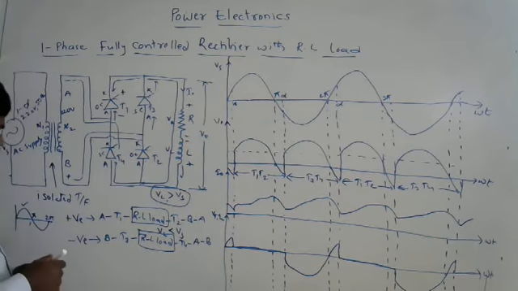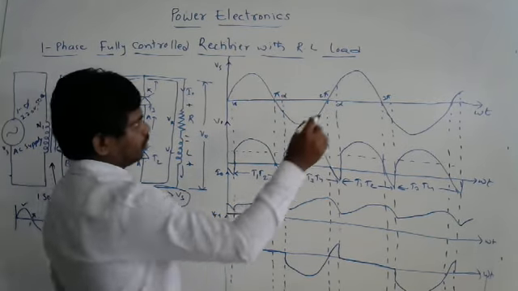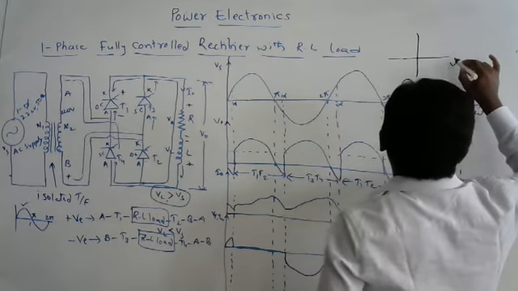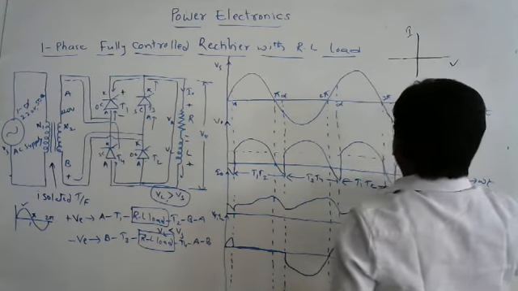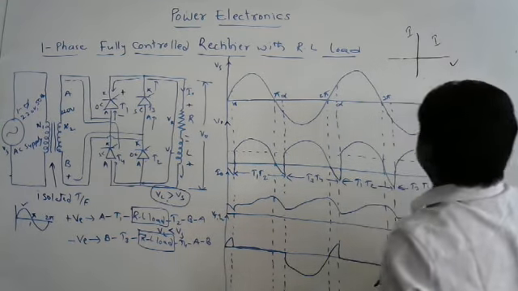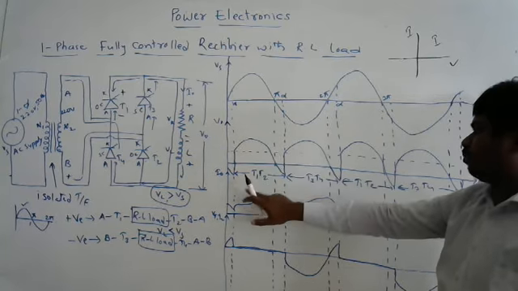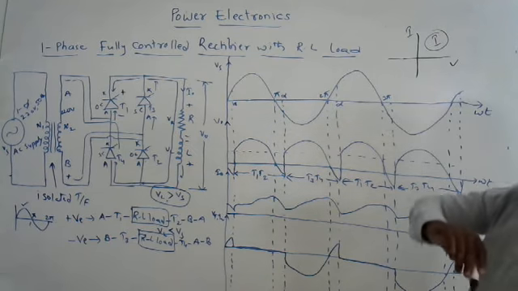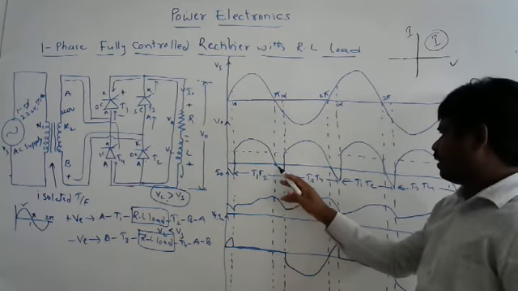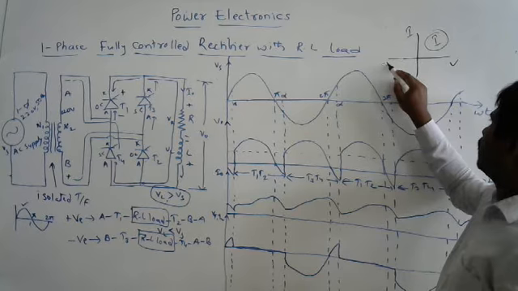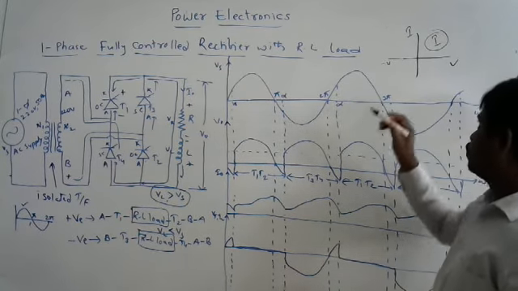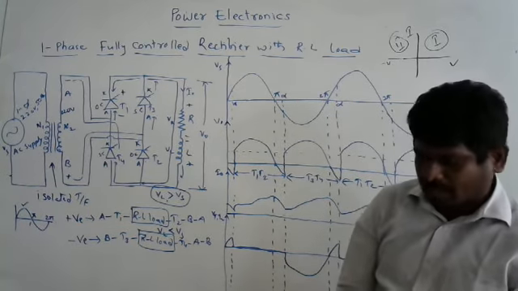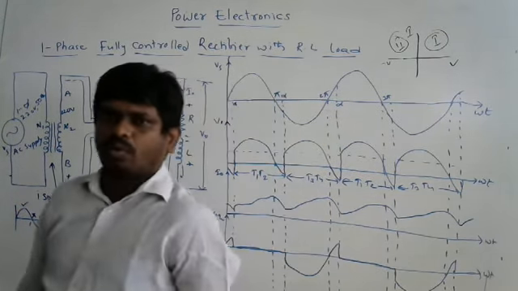Due to that, what are the characteristics we can draw? Look at this. When we take the characteristics like this, this is my V, this is my I. Positive voltage and positive current give us first quadrant operation. But what happened during this period? Negative voltage, and we are getting positive current. That means second quadrant. So with this configuration we are getting two quadrant operation.